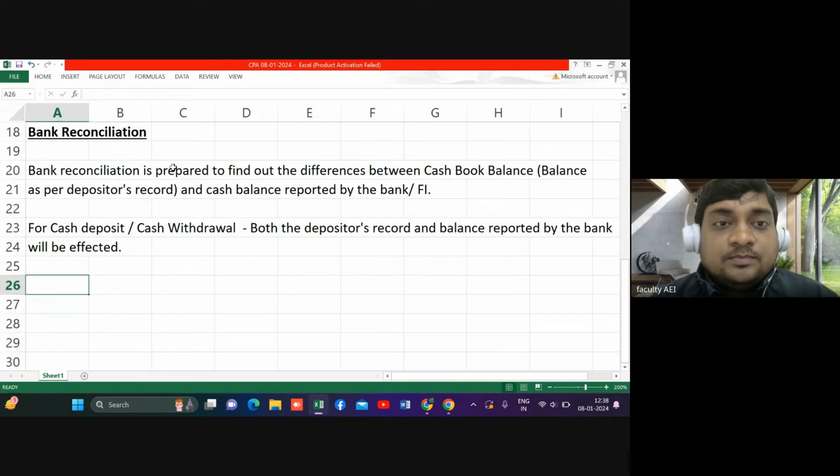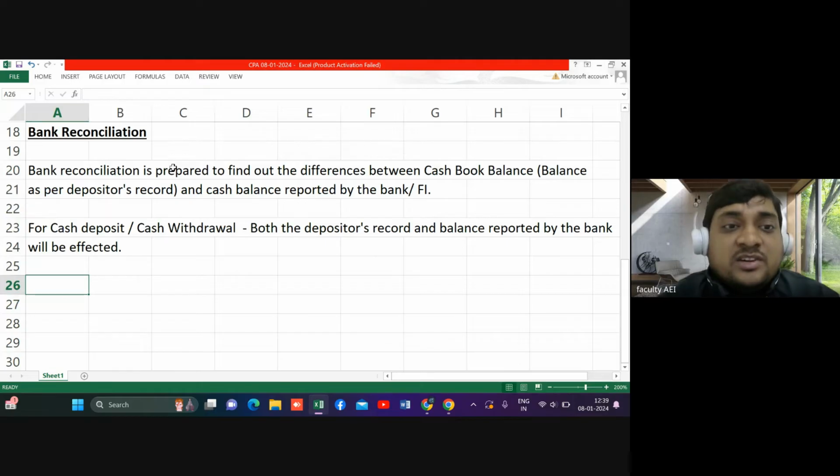So as per depositor, whenever you're depositing money with the bank, it is an asset for you. And as per bank, whenever I am accepting deposits from the company, from the account holder, it is a liability for me, right? So anyway, for cash deposit, both the depositor's record and balance reported by the bank will be affected.